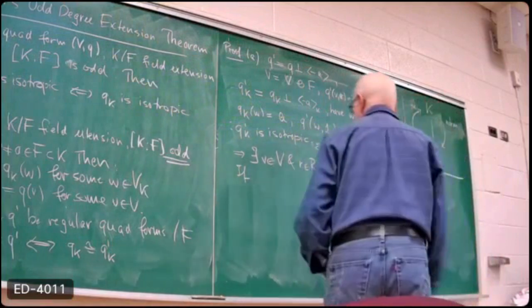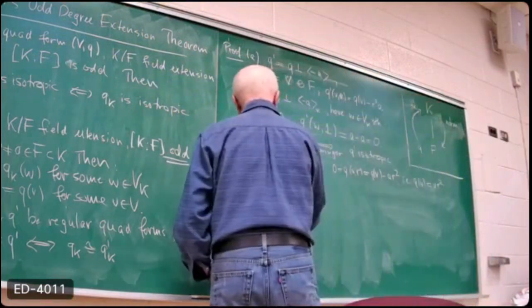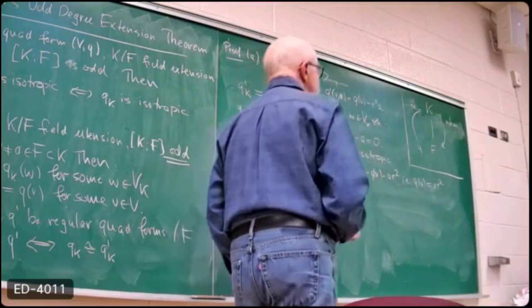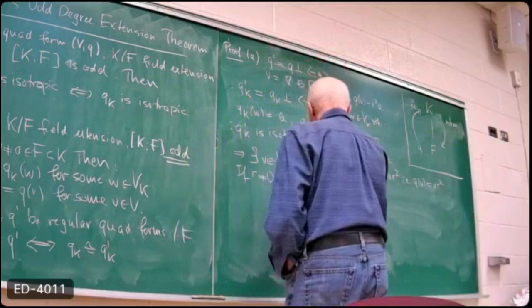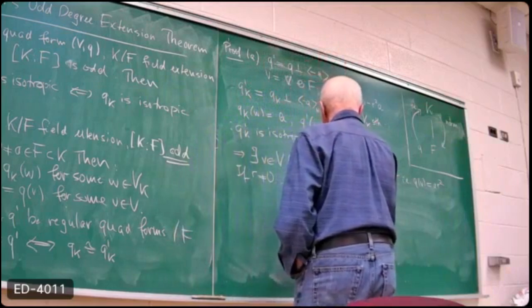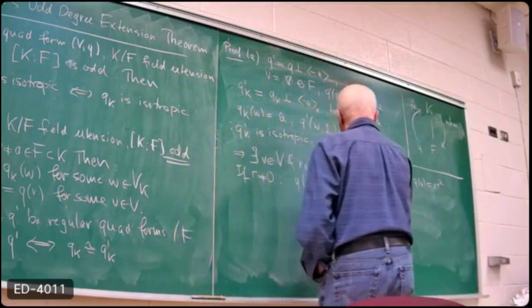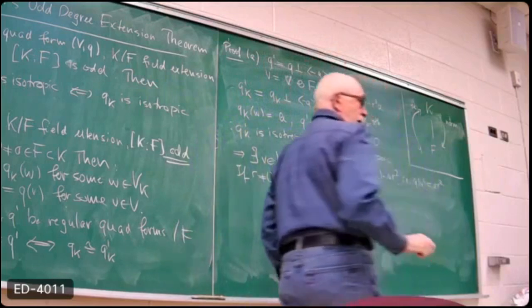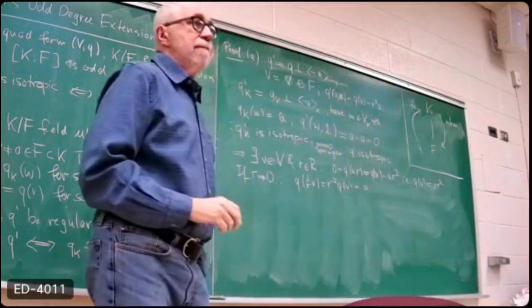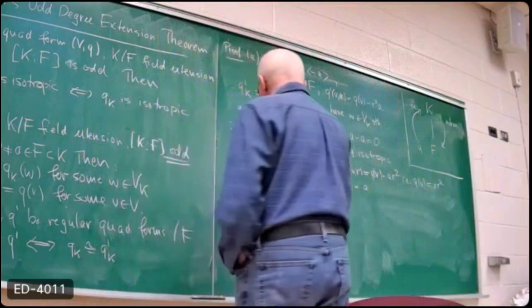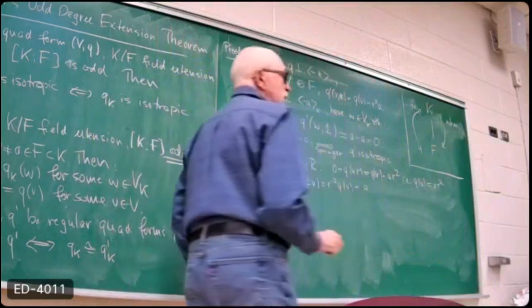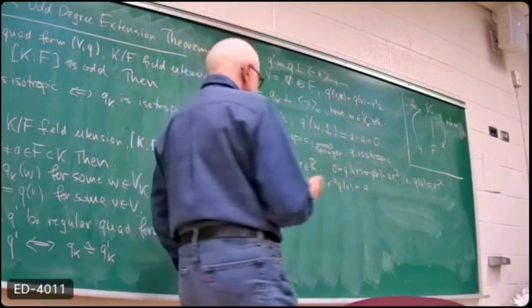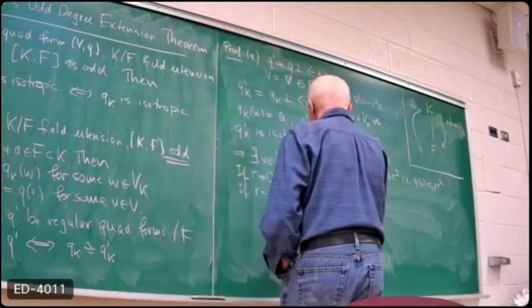Or, if R is not 0, what you get is Q of 1 over R times V, which is R. Now, if R is 0, then what this means is that V is isotropic.